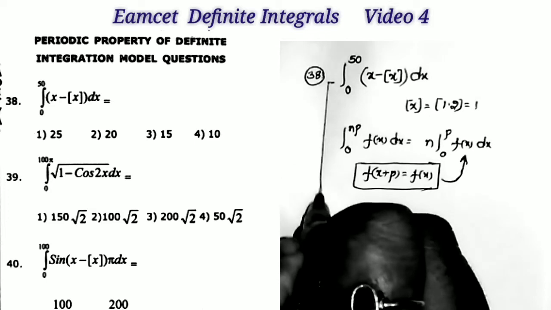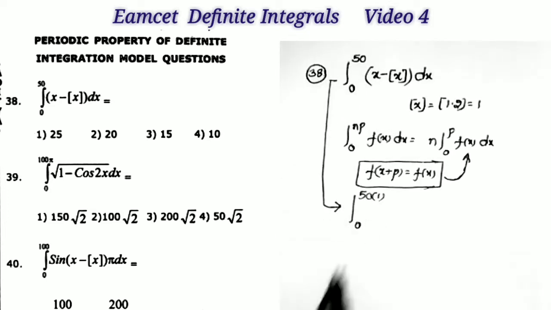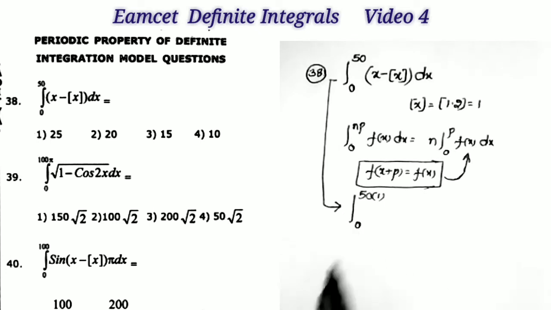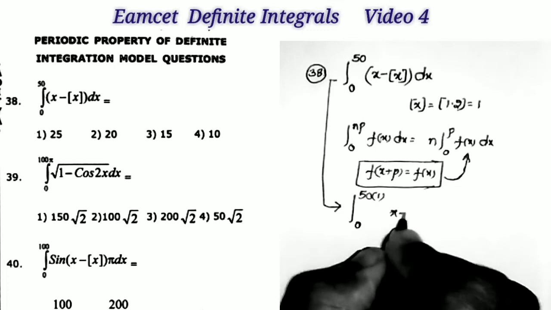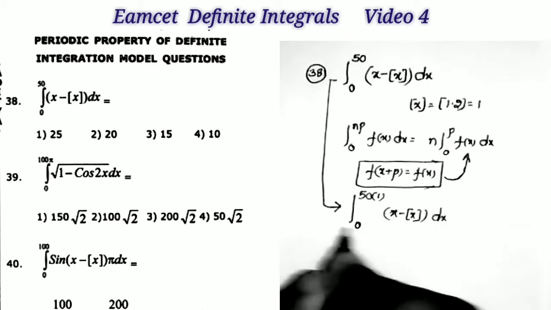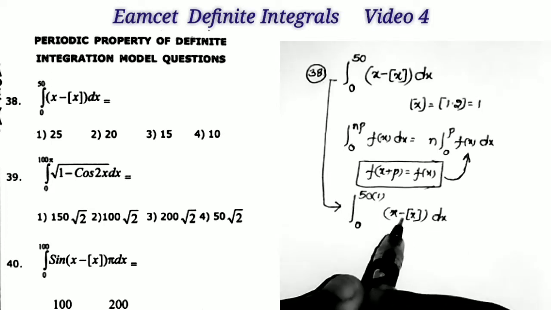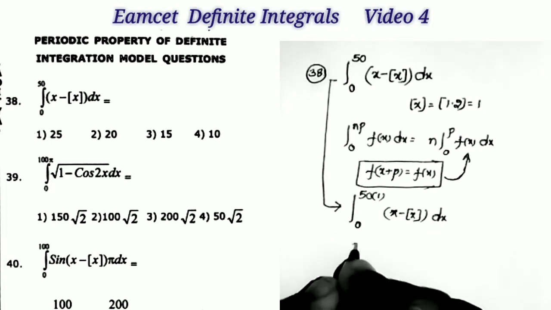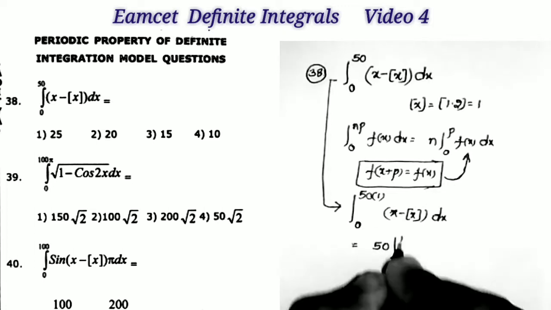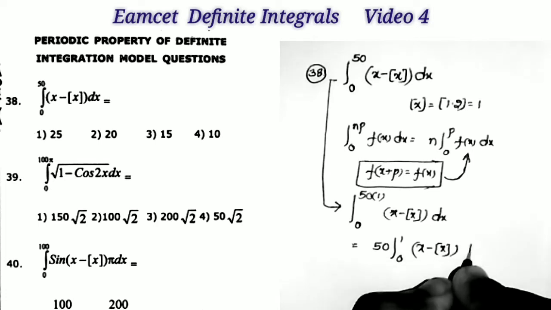And see here, the period of the function x minus [x] is equal to 1. Now I take the given quotient as integral 0 to 50 into 1 of x minus [x] dx, and this is in the form of integral 0 to np of f(x), where 1 is the period of the function and n is the number. So by applying this formula, we get 50 into integral 0 to 1 of x minus [x].